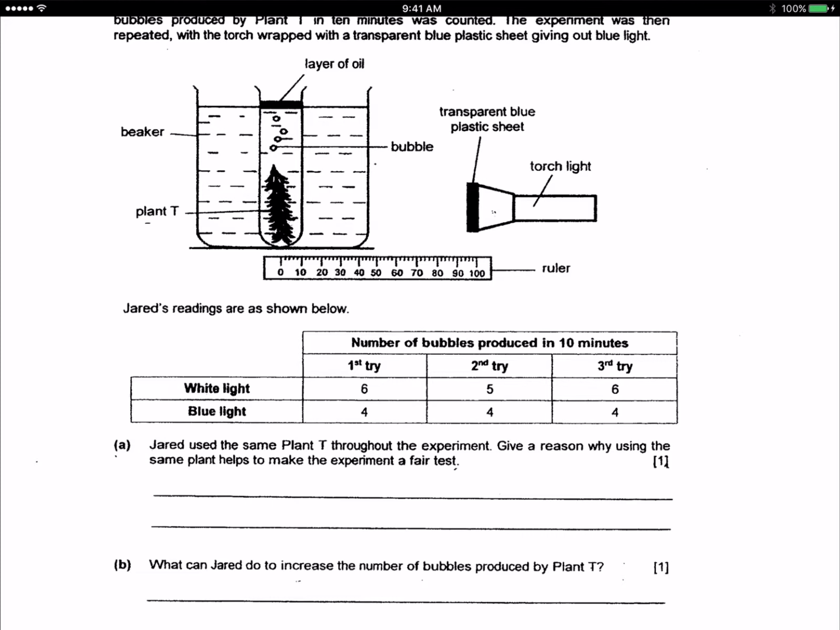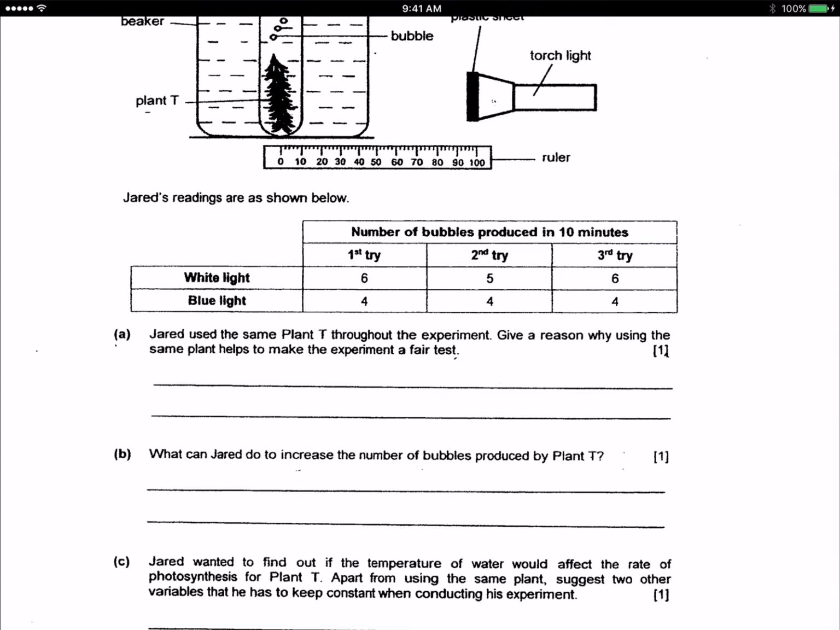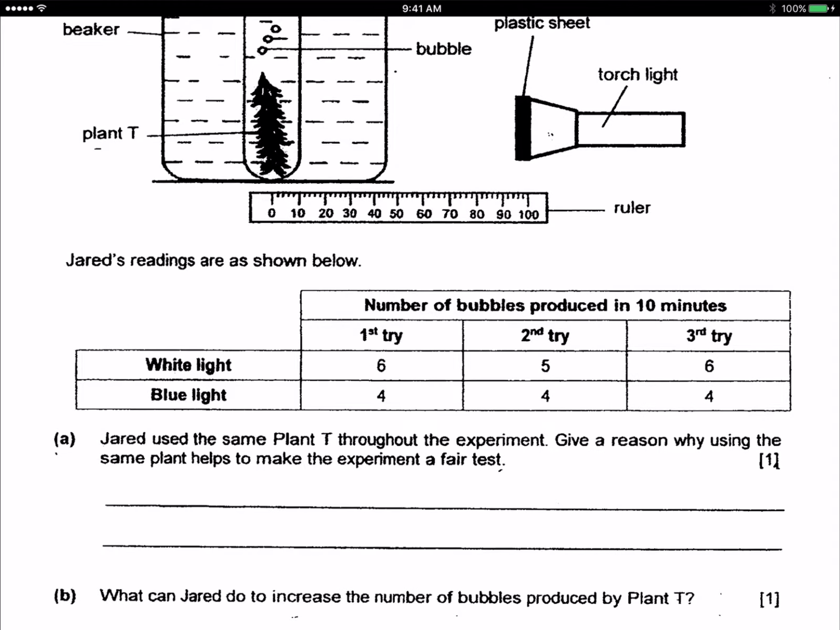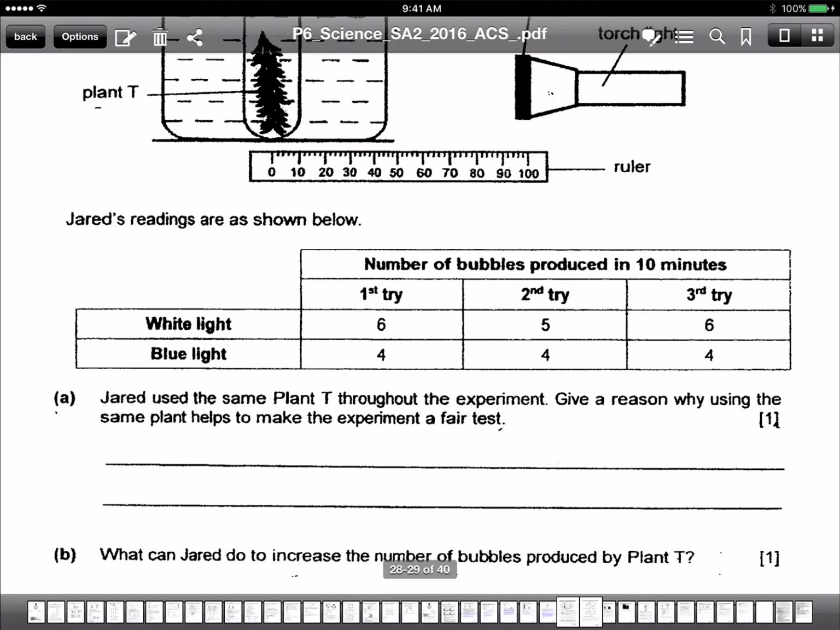Okay, come. Let's take a look at this question. Part A. Jared used the same plant T throughout the whole experiment. Give a reason why using the same plant helps to make it a fair test. We're going to start one by one. Start from Ryan. What's the answer for the first one? By using the same plant, only one variable in the experiment is changed. One variable, what do you mean? Because if you don't use the same plant, there will be more than one variable changed.